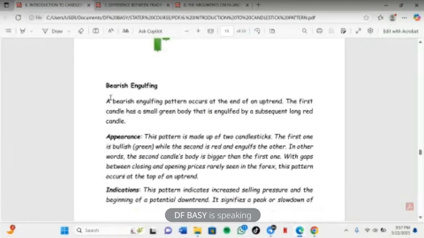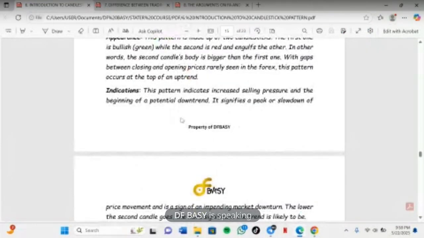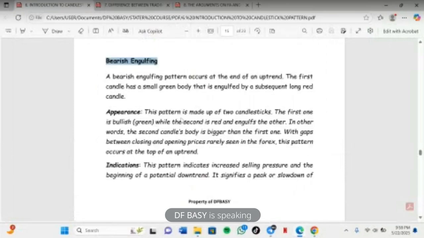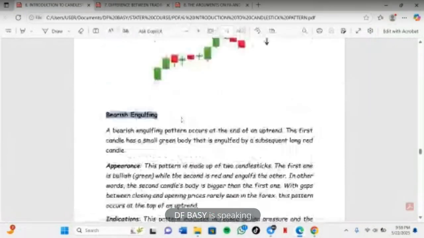So now, bearish engulfing. Bearish engulfing is the inverse of bullish engulfing. So what is bullish engulfing? Bullish engulfing is a bullish candle. Let me go back there.